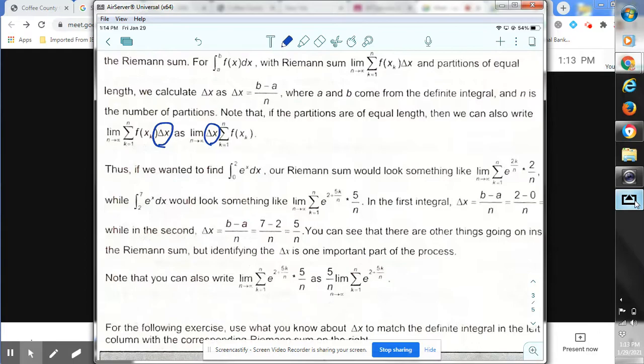Thus, if we wanted to write the integral from 0 to 2 of e to the x dx, our Riemann sum would look something like that. We would have the limit as n approaches infinity of a summation from k equals 1 to n of e raised to the a plus delta x times k. A, in this case, is 0, so you don't see it. All right, and then we're multiplying it by delta x. While the integral from 2 to 7 of e to the x dx would look something like that. The difference is the delta x is different. It's 5 over n because it's 7 minus 2. And then we do have an a value of 2 that you actually see. We don't see the one that's 0.